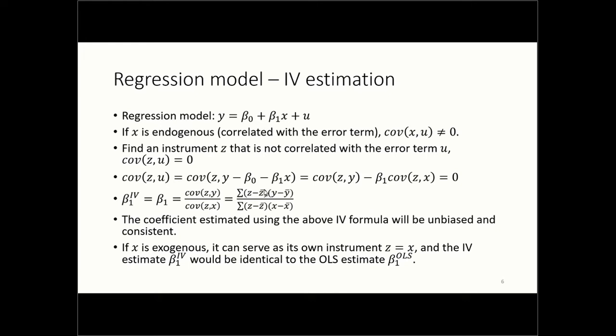Now let's suppose we have the same model of y on x, but x is endogenous this time, which means it's correlated with the error term. Then the covariance of x and u will not be equal to 0. And if that's not equal to 0, what we need to do is find an instrument z that is not correlated with the error term u. So basically, the covariance of z and u equals 0.